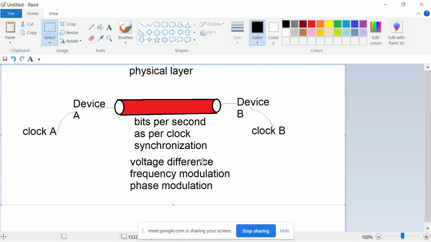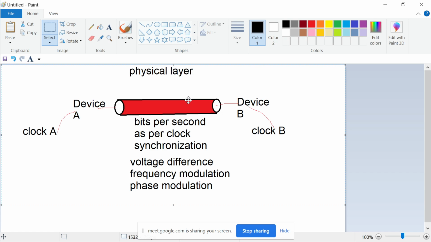So voltage differences are electrical signals. When you say switch on and switch off, it can also mean a voltage difference. If I send plus 5 volts, it means on, it is 1. If I send minus 5 volts, it means 0. So continuously these signals are sent from one end to the other end to send the data. If device B wants to send a signal to device A, then again the same pattern will be done. Device B will trigger a signal and device A has to accept it.